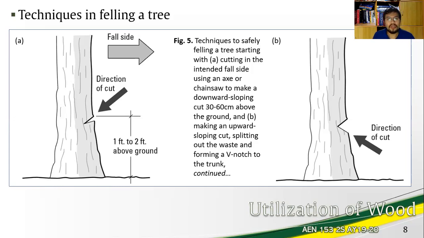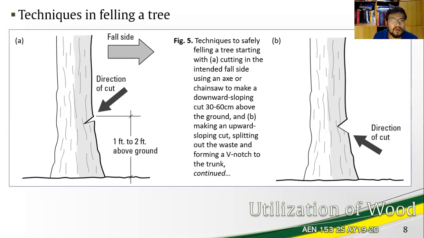An important note here is that, before doing this, or while you identify the fall side, you should also establish an escape plan. What is this escape plan? What if by any chance the tree falls in the wrong direction? Where are you going to go? While you're standing here, where should you be going? And when you're standing over there, where should you be going? That kind of thought would lead you to a safer operation of tree felling.